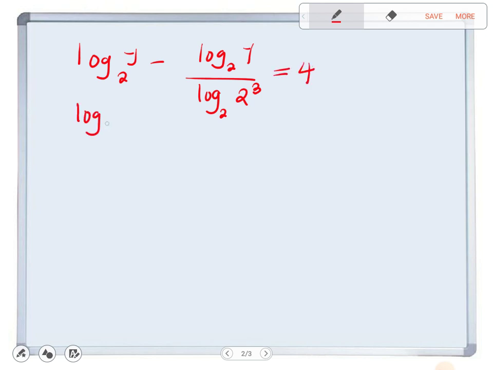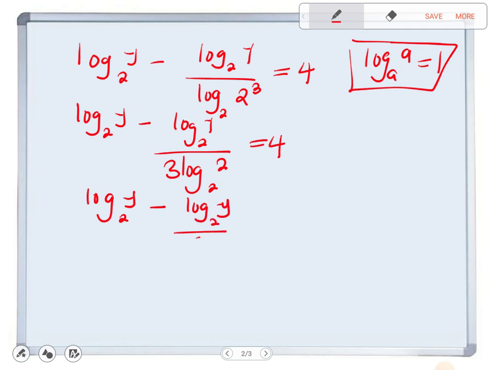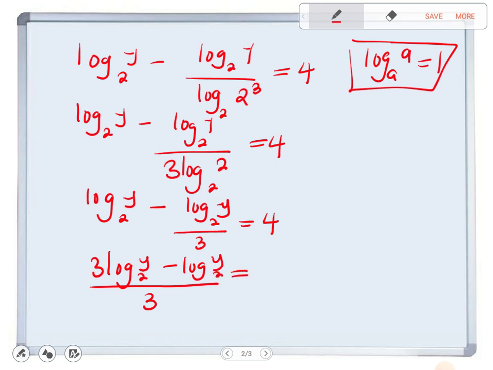Then we move on. We have log base 2 of y minus log base 2 of y over, by the power rule of logarithm, the 3 drops down, so we have 3 log base 2 of 2, equal to 4. Log a of a is just 1. You know this rule, right? So log base 2 of 2 is just 1. So we have log base 2 of y minus log base 2 of y over 3 is equal to 4. Common denominator 3. So this will give us 3 log base 2 of y minus log base 2 of y is equal to 4, and we cross multiply.